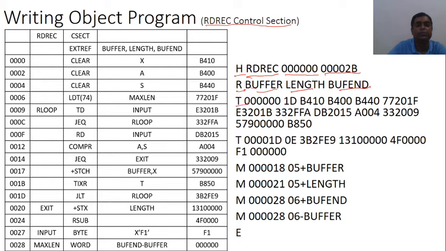Our first text record, this one, T in the first column. It starts from 000000, so it is written here as 000000. And what will be the size of this text record? The size of this text record will be 29.